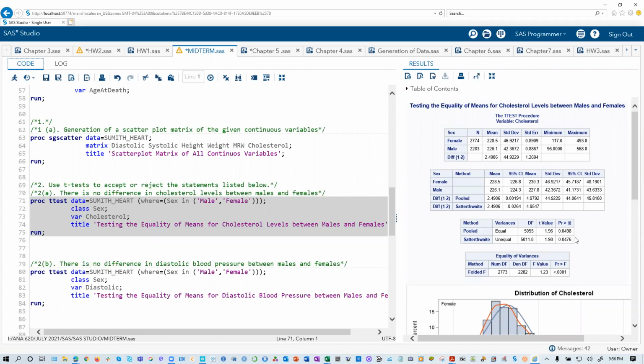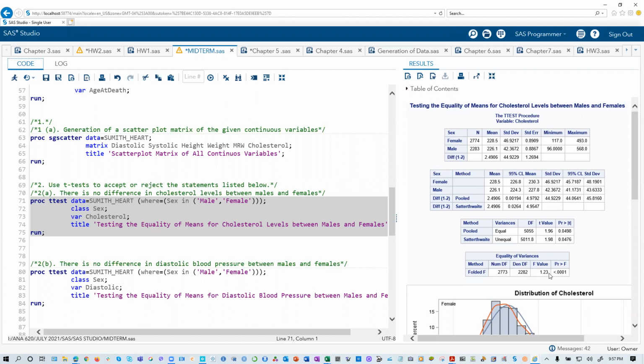The final conclusion is based on this one, not the top one: 0.0476. That is almost 0.05. It can be compared with 0.0500. Since it's smaller, you can barely reject H naught. That means the mean cholesterol for males and females is not the same. It's almost the same, but not the same.